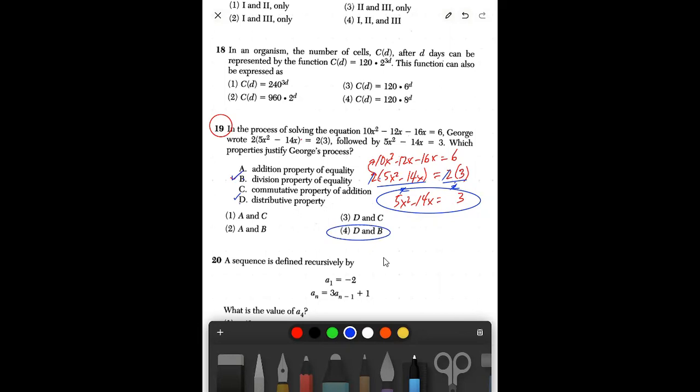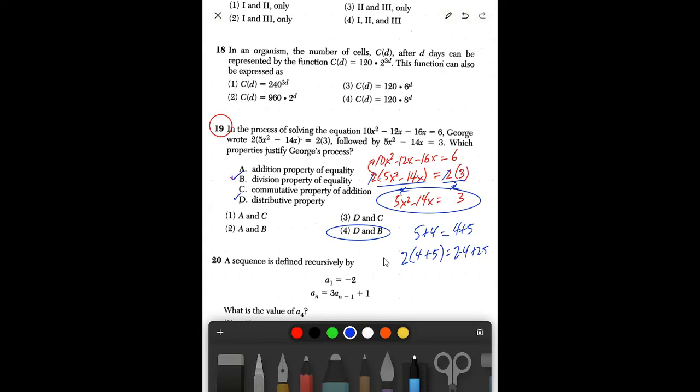So I'm going to go over these real quick. If I have 5 plus 4, and 4 plus 5, that's the commutative property. If I do 2 times 4 plus 5, and then I do 2 times 4 plus 2 times 5, that's the distributive property.